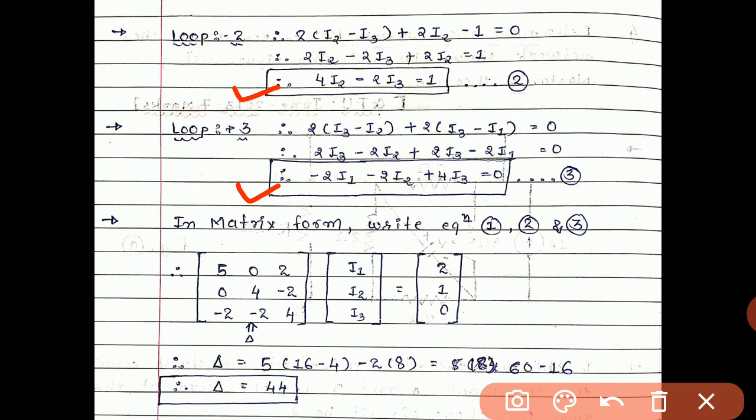So here we have equations 1, 2 and 3 in terms of I1, I2 and I3. We put them in matrix form. In matrix form we get the rows [5, 0, minus 2], [0, 4, minus 2], [minus 2, minus 2, 4] times [I1, I2, I3], which equals [2, 1, 0]. From that we calculate the value of delta. Delta equals 5 times (16 minus 4) minus 2 times (8), which equals 60 minus 16. So delta we get is 44.